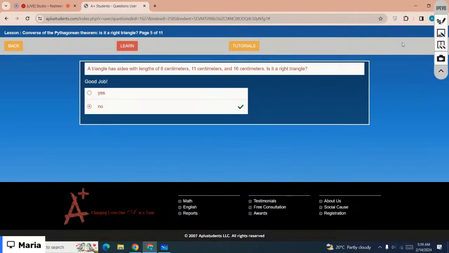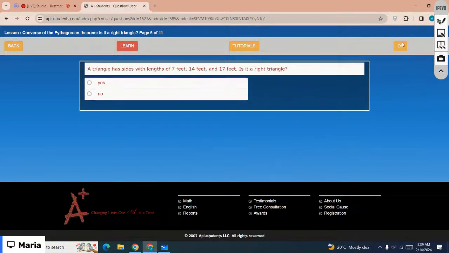Okay, the next one is a triangle with sides of length 7 feet, 14 feet, and 17 feet. Is it a right triangle? Which is the correct option?